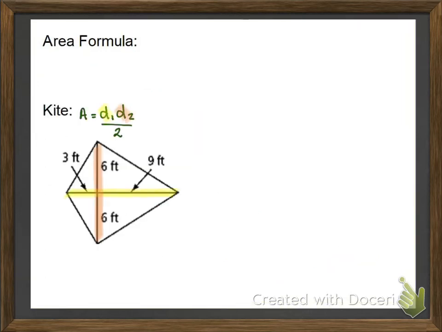Next, we have a kite. Same formula as our rhombus, diagonal 1 times diagonal 2 divided by 2. Again, thinking of our kite diagonal properties, one of our diagonals gets bisected. In this case, it is our orange one. So again, we need to add the full parts of our diagonals to get the whole values. So for this one, we would have 12 times 12 because 3 plus 9 is 12, and 6 plus 6 is 12. So the area is 12 times 12 divided by 2. So the area of this kite is 72 feet squared.